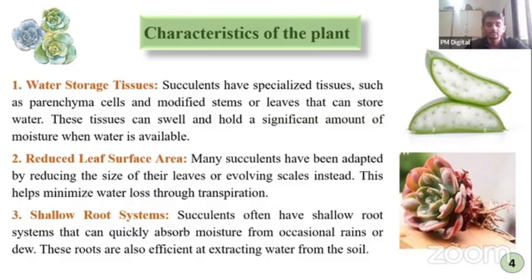Third one is shallow root system. Succulents often have a shallow root system that can quickly absorb moisture from occasional rains or dew. These roots are also efficient at extracting water from the soil.